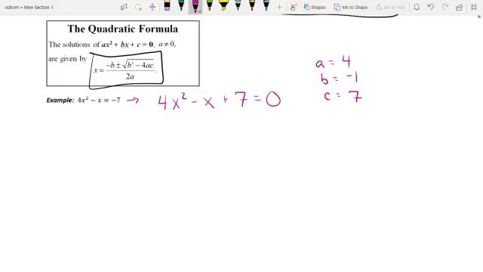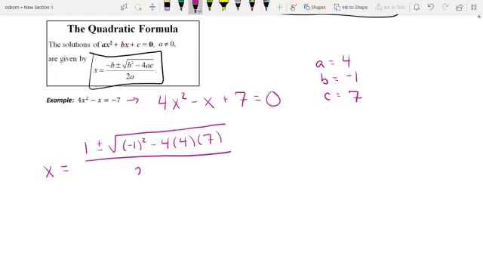So when I write this problem and use the quadratic formula, it's x equals negative b, so negative of negative 1 would just be a positive 1, plus or minus the square root of b squared, so negative 1 squared, minus 4 times a, so 4 times 4 times c, which is 7. This is all under my radical, divided by 2 times a, so 2 times 4. Alright, so that means I've got 1 plus or minus the square root of 1 minus 4 times 4 times 7. That should give you 112. All divided by 2 times 4, which is 8.